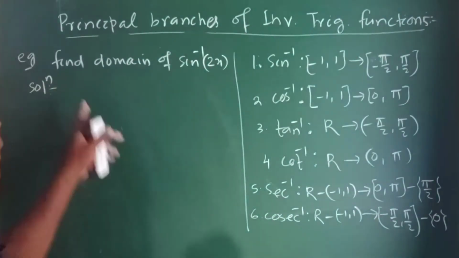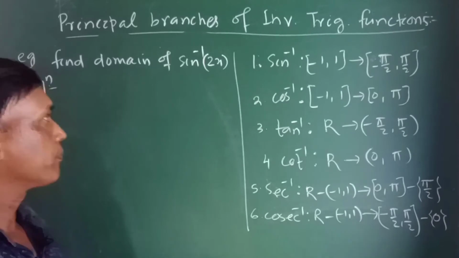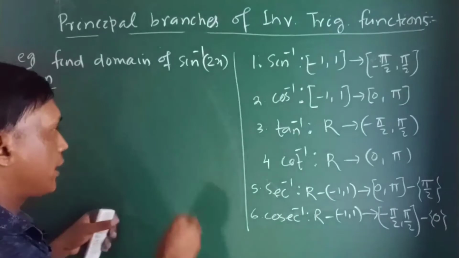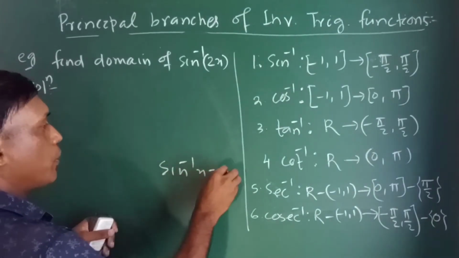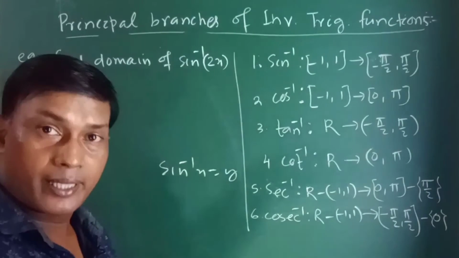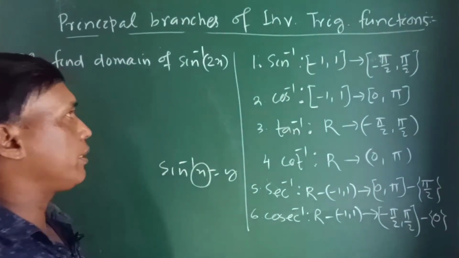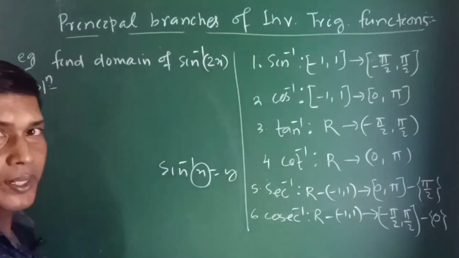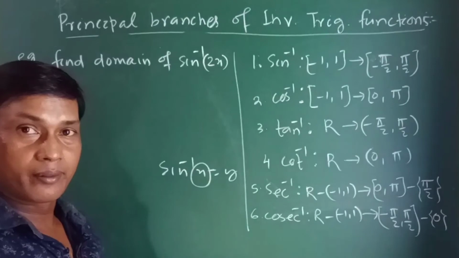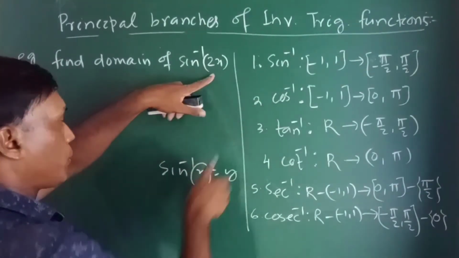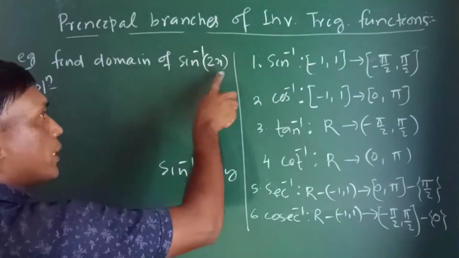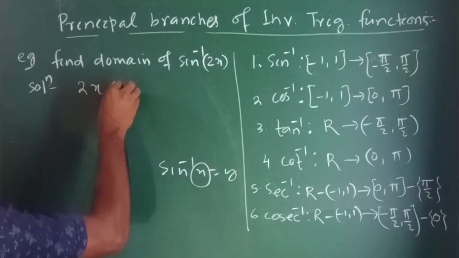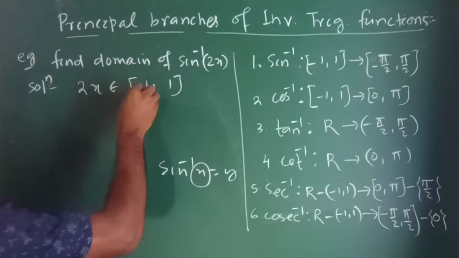Now look here, find the domain of sine inverse 2x. We know sine inverse has domain minus 1 to 1. That means if sine inverse x exists, then x must be in minus 1 to 1. So given sine inverse 2x, if this function is defined, then 2x must belong to the closed interval minus 1 to 1.